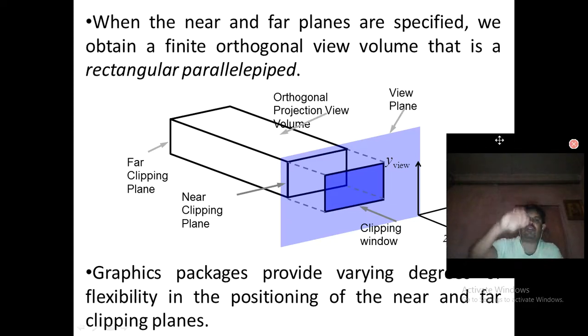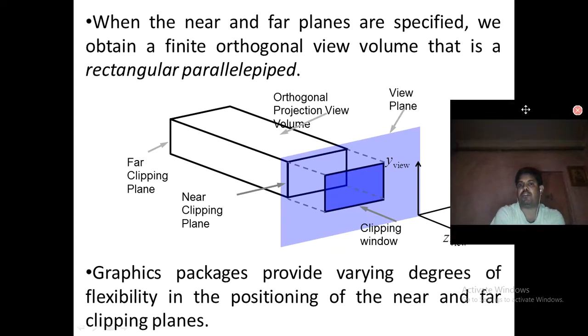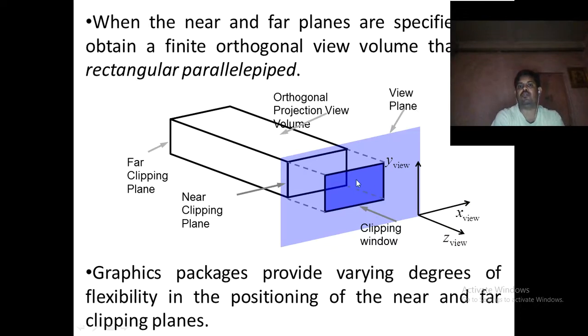Whatever objects are there in this volume, you have to display on the clipping window. Whatever objects are there in this view volume, you have to display on the view plane. Here, this is the clipping window, and this is x, y, z. Whenever I am displaying, whatever object is there from near to far, I have to consider. This is the view coordinate system, this is the viewing volume, right?